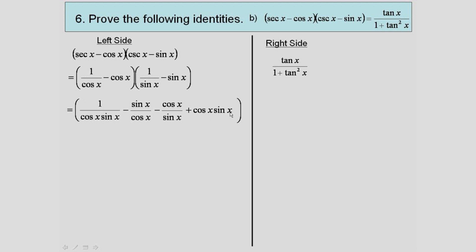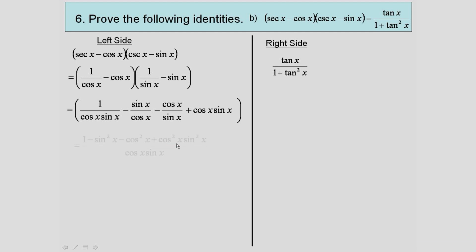We can simplify this more, but in order to do that, we need to get a common denominator so we can subtract and add these expressions. So a quick glance at our current denominators tells us that an ideal common denominator would be cos x sine x, because it's easy to change our other denominators into cos x sine x.